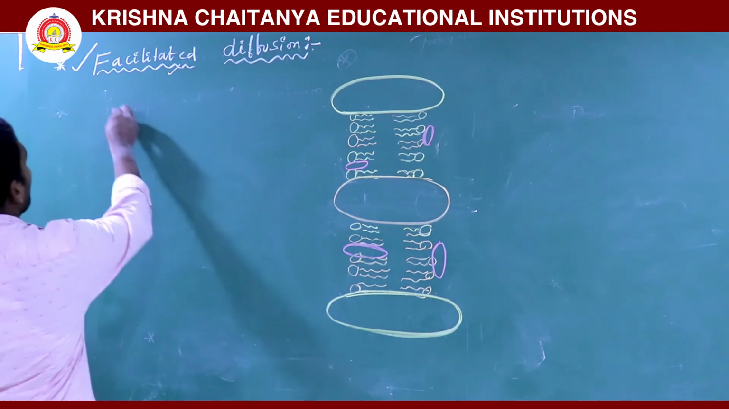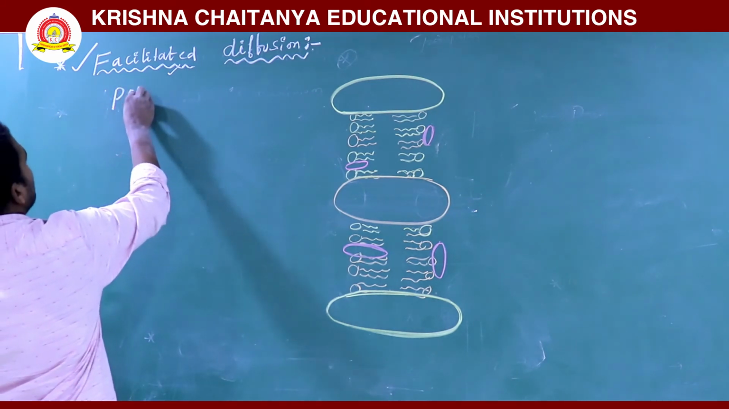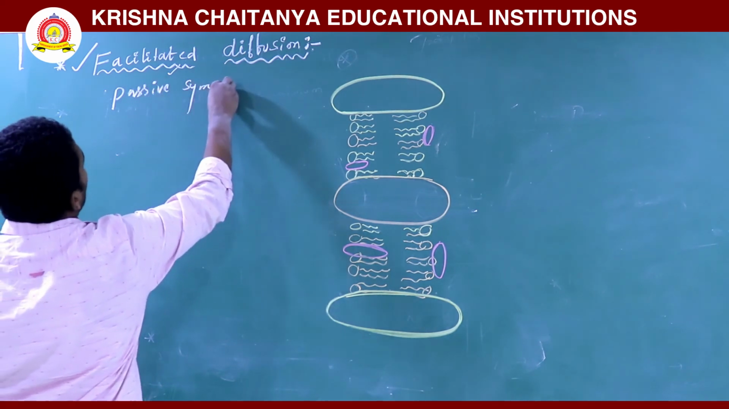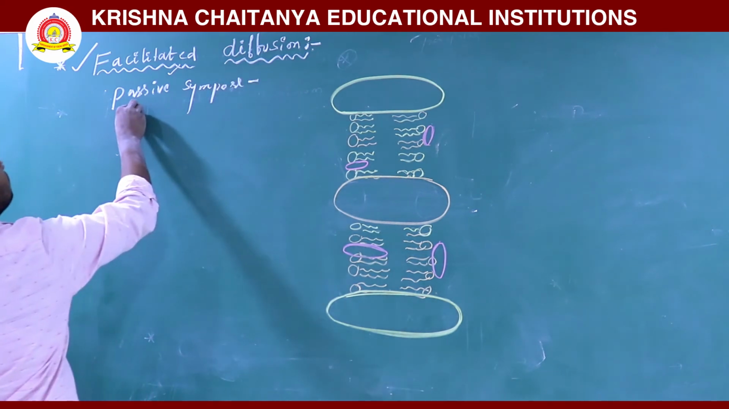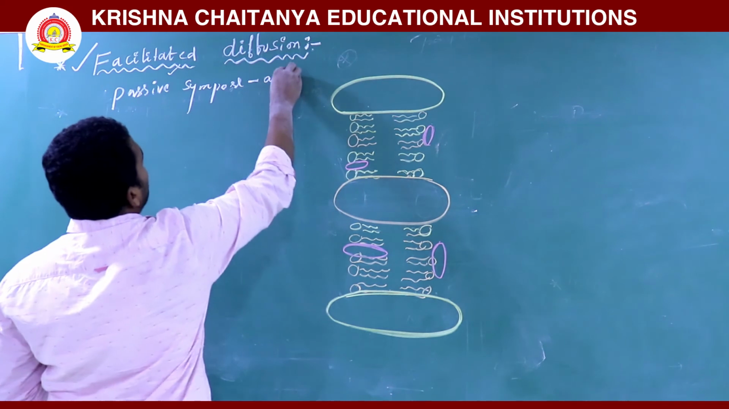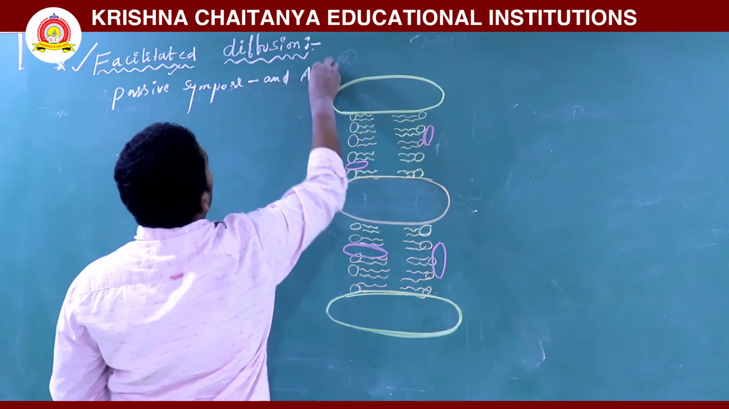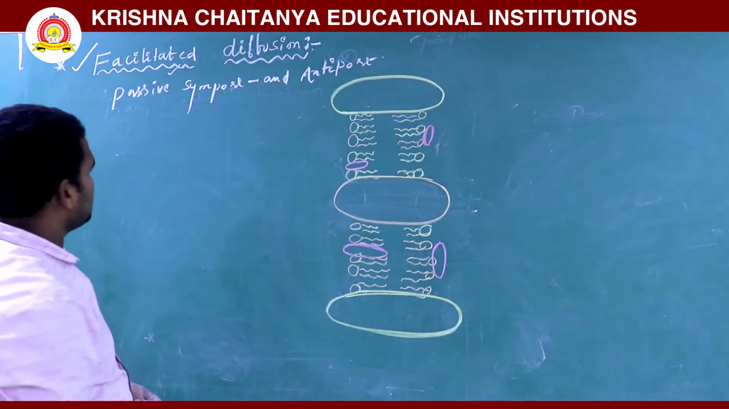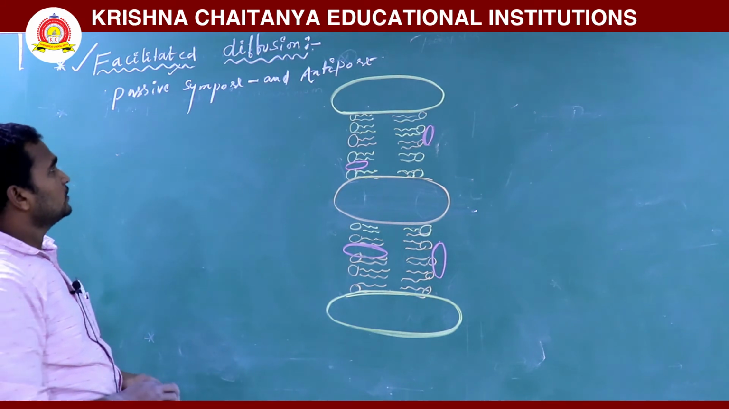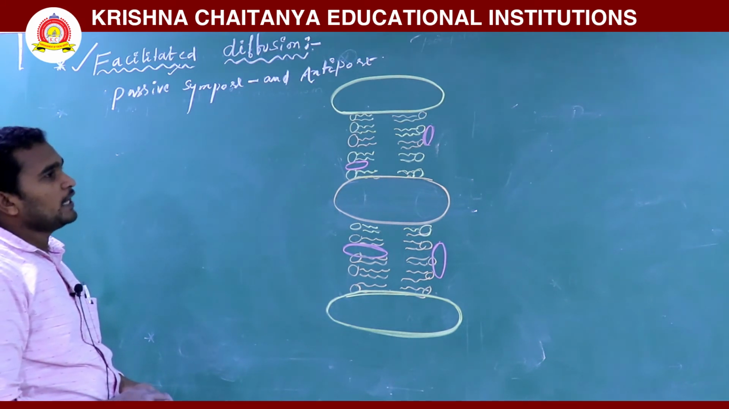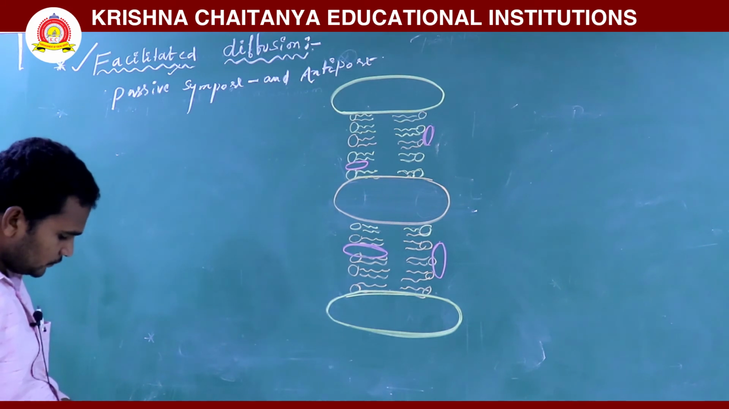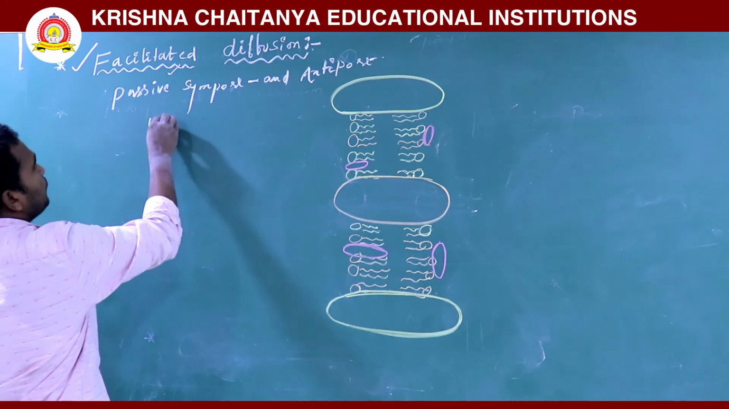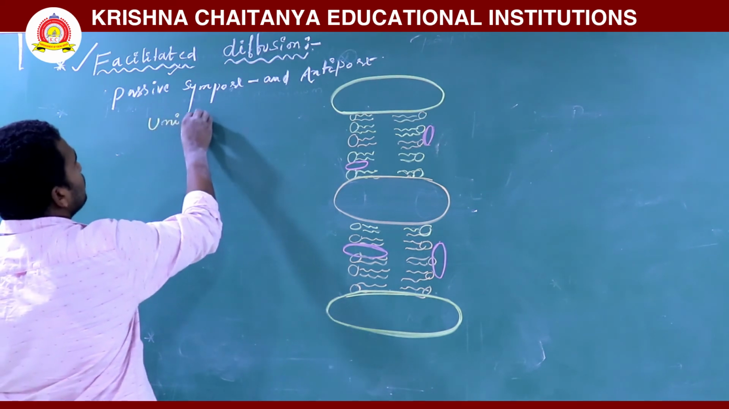According to the textbook, passive, symport and also antiport. So here mainly we will discuss three: uniport, symport, antiport. Okay, first we will discuss uniport.